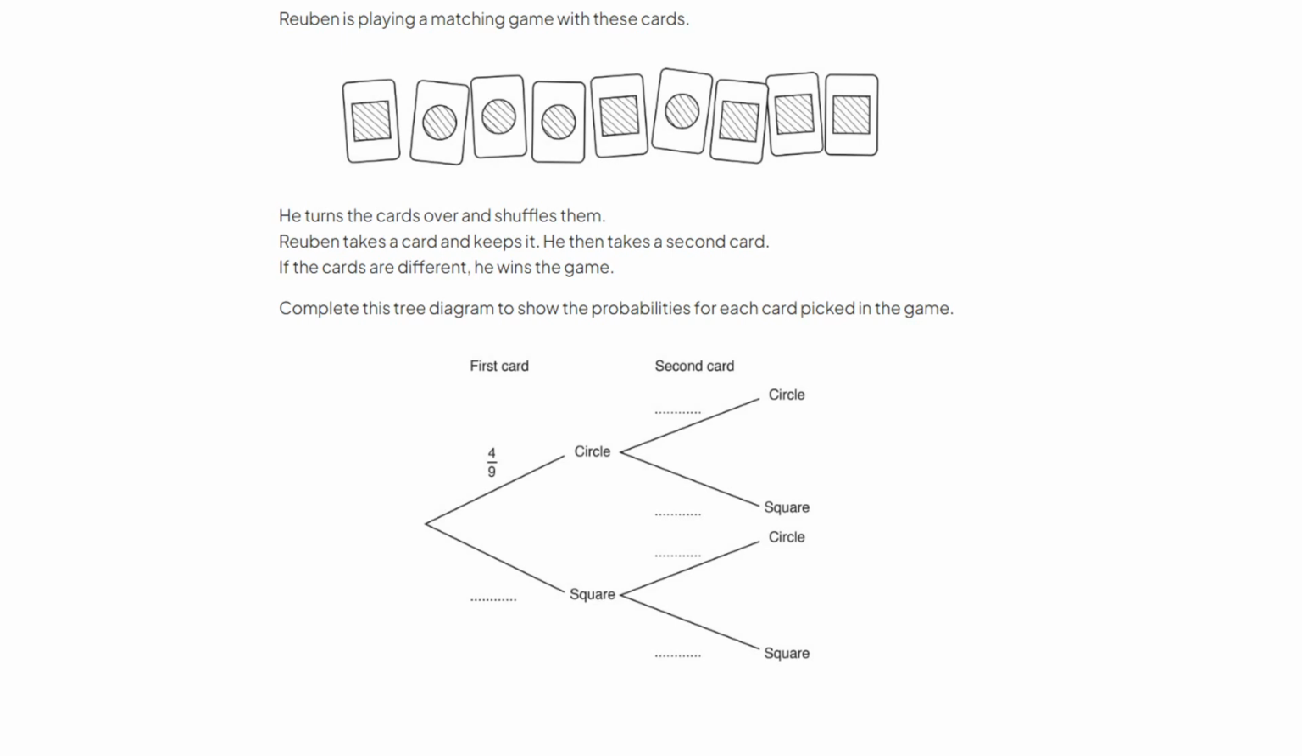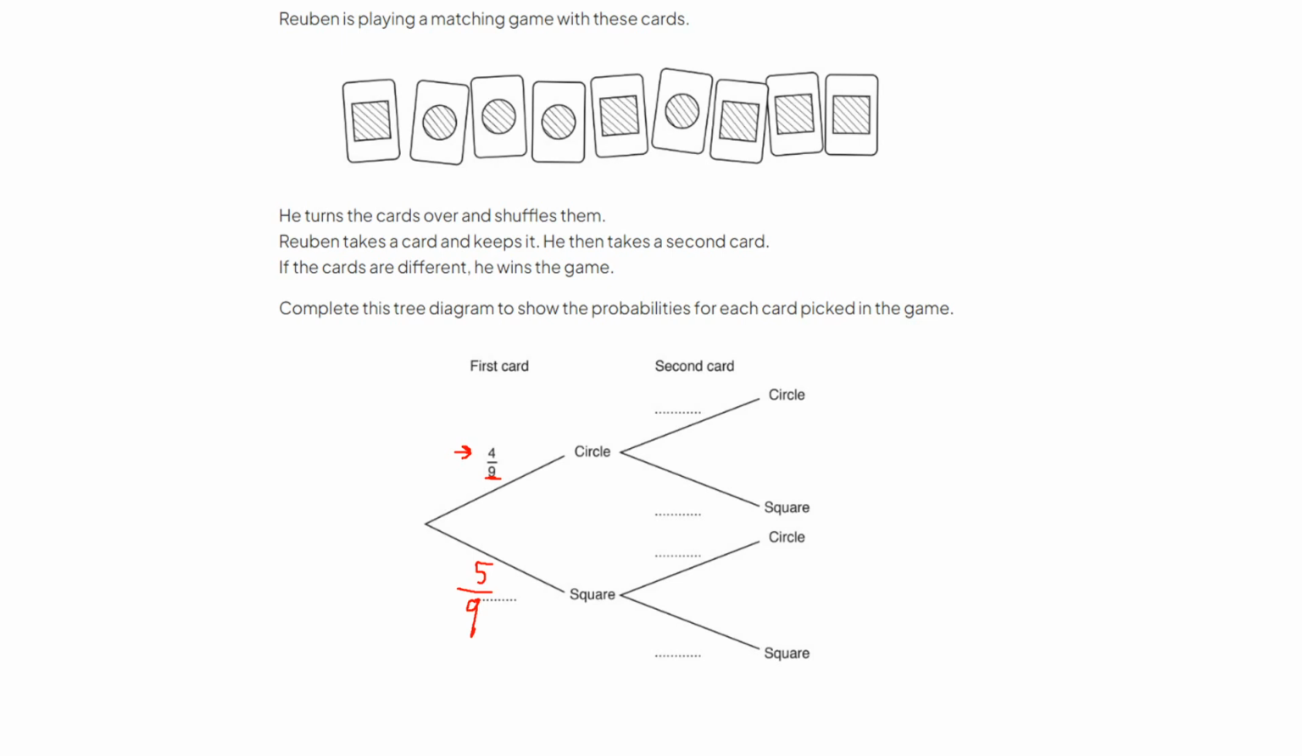Complete the tree diagram showing the probabilities of each card picked in the game, right? There's only circles and squares, right? If there are 4 circles, right, and there's 9 in total, then obviously this is going to be 5/9, right? Standard stuff. The issue comes with the second round.